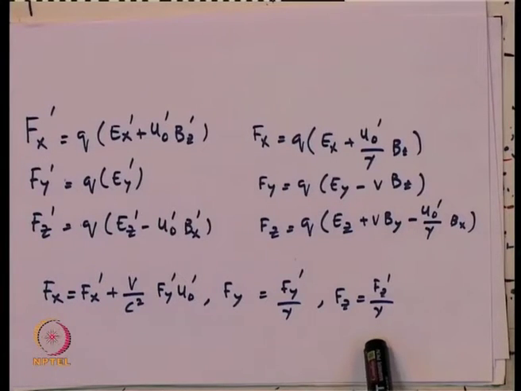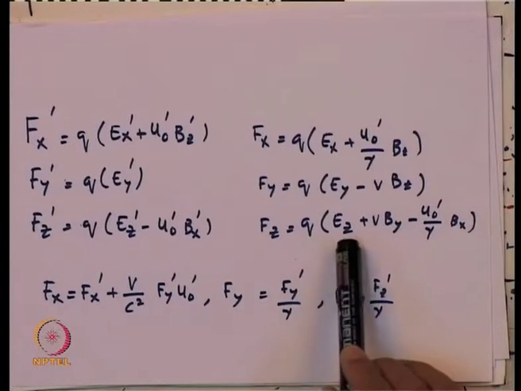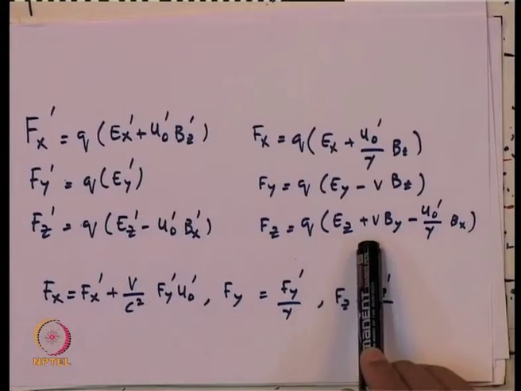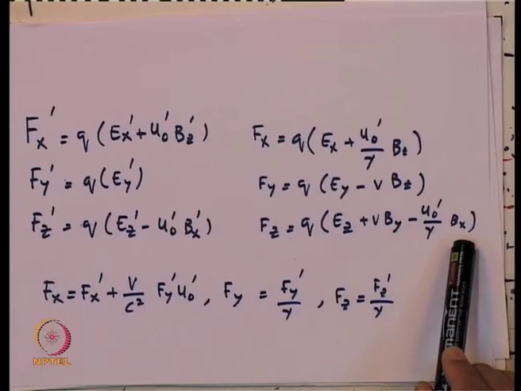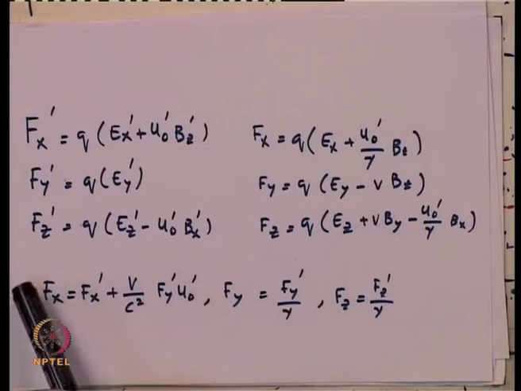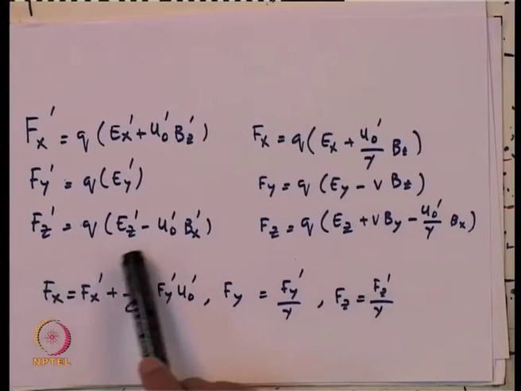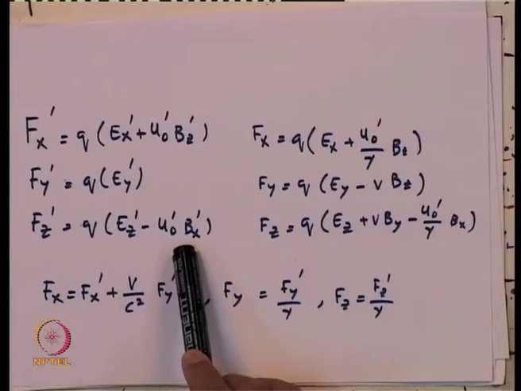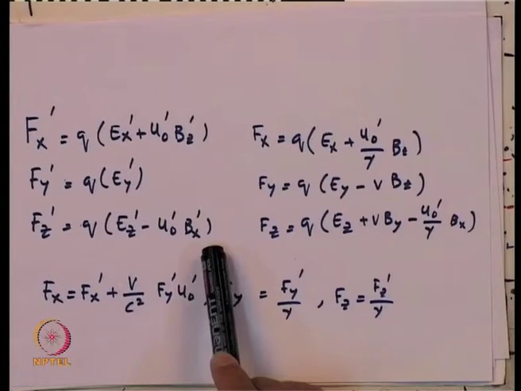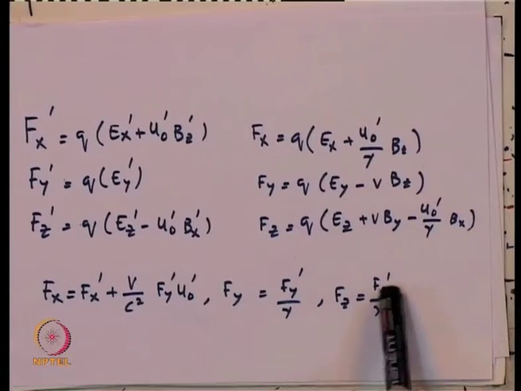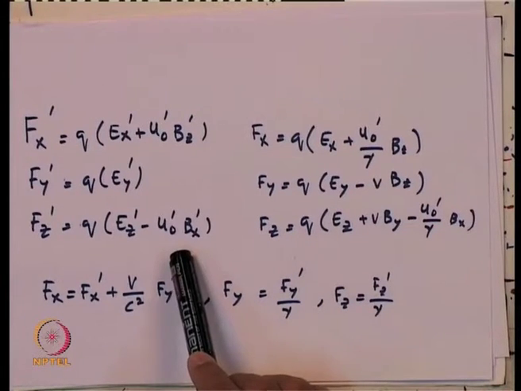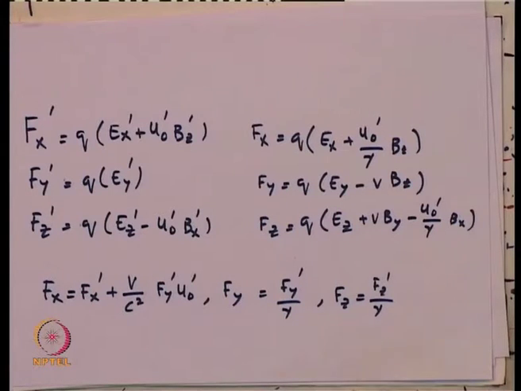I will use this third equation, Fz is equal to Fz prime by gamma. For this Fz, you know that there are three terms: q Ez plus V By minus u naught prime by gamma Bx, and for Fz prime, you have two terms: q Ez prime minus u naught prime Bx prime. So, in this equation, I will substitute this value of Fz, and here I will substitute this value of Fz prime. This is what I am writing in the next transparency.